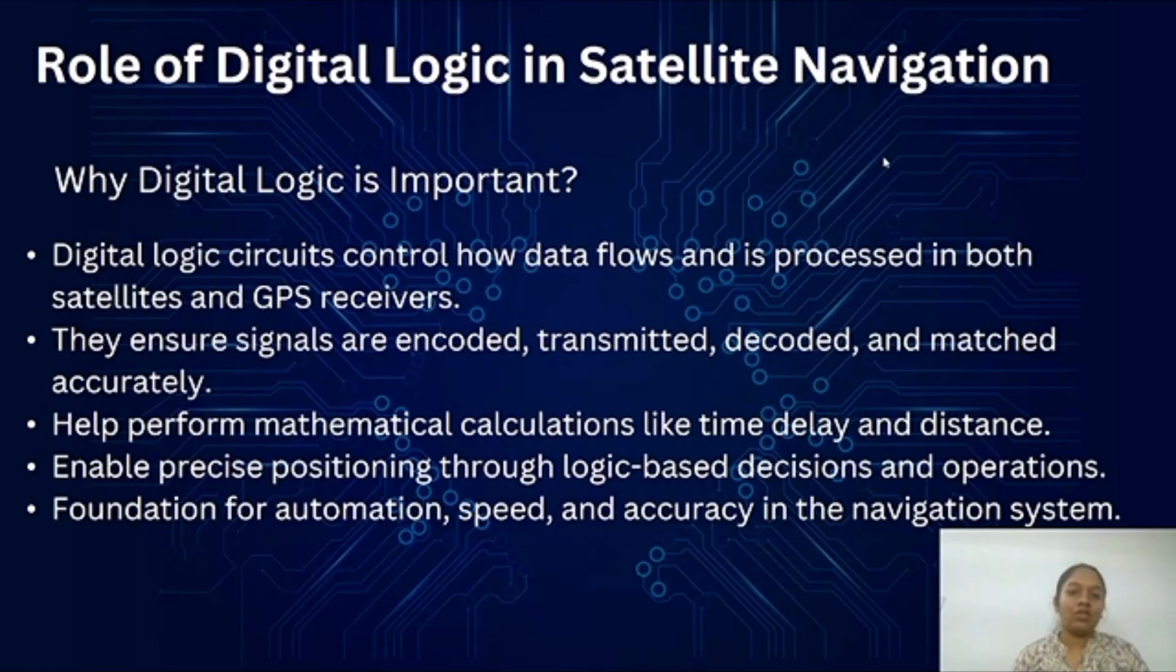the role of digital logic in satellite navigation. Digital logic, which includes logic gates, flip-flops, counters, and multiplexers, acts as the brain of the GPS system. They are the reason data is processed efficiently. For example, encoding the signals, transmitting them, and decoding and matching the data. And most important is calculating time, delay, and distance. It's because of these logic circuits that the GPS system works so fast and accurately.